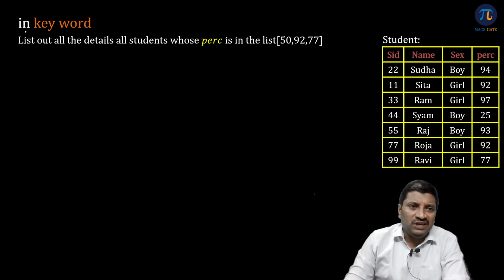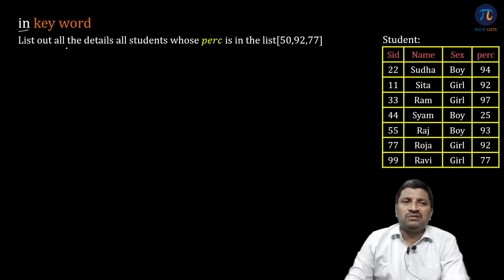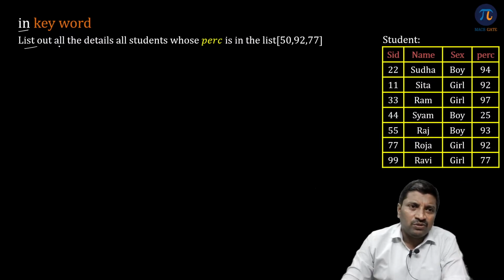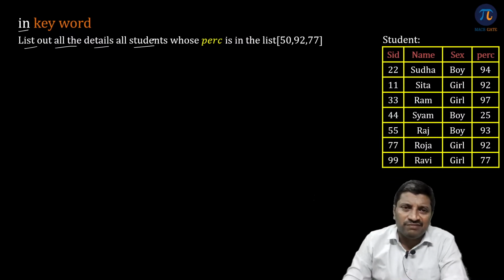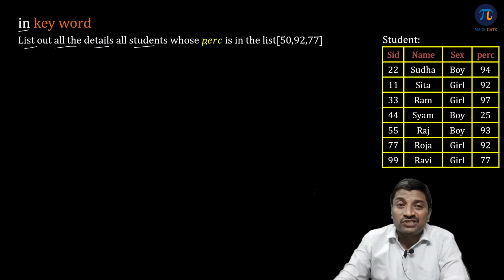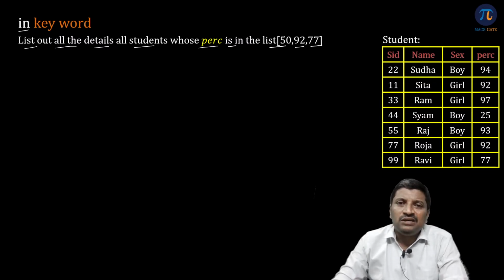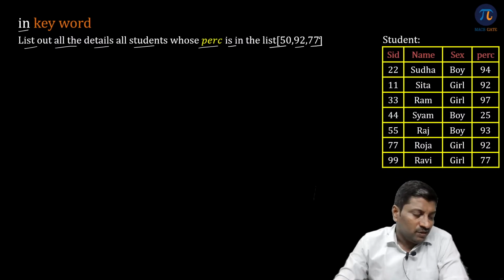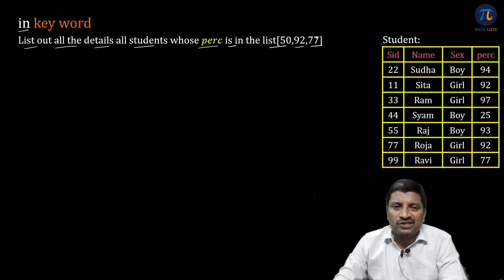Coming to the first one, the in keyword. Suppose we have a question: list out all the details of all the students whose percentage is in the specified list: 50, 92, 77. So if a student has a percentage equal to any one of these three numbers, then I need to display the details of that particular student.